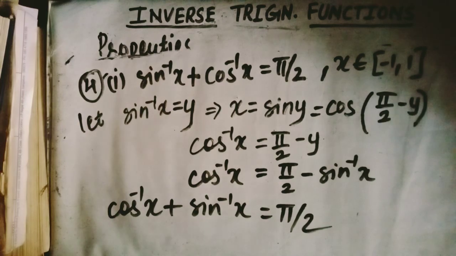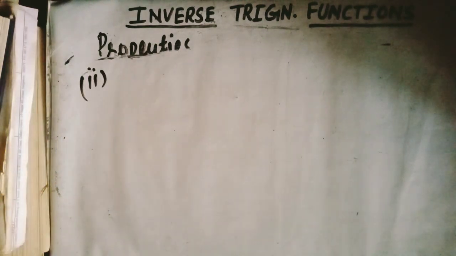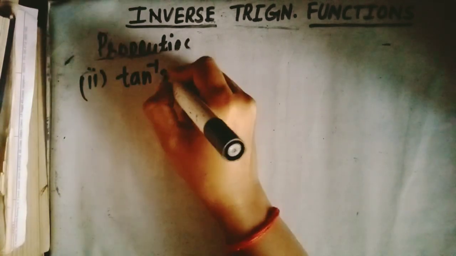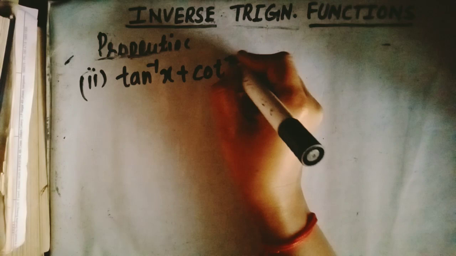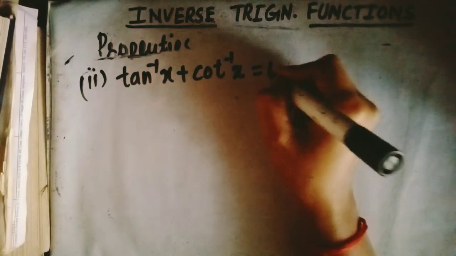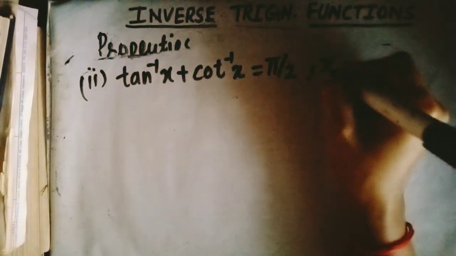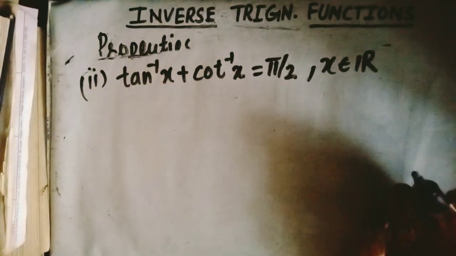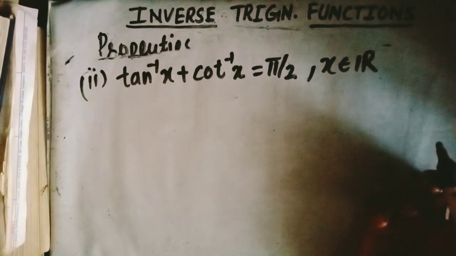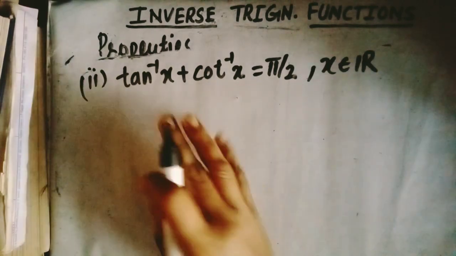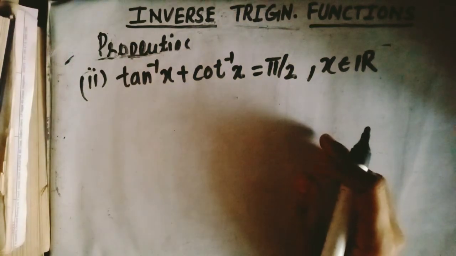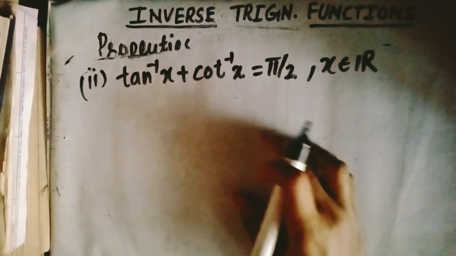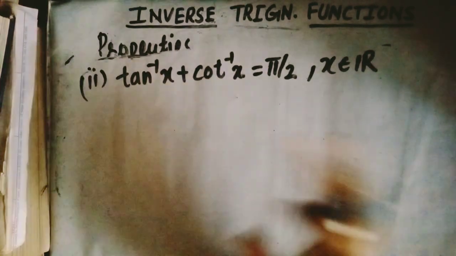Okay, second property: tan inverse of x plus cot inverse of x is equal to pi by 2, where x belongs to R. This also we can prove the same way. Take tan inverse of x as some y, then x is tan y, which you can write as cot of pi by 2 minus y. Same way you have to prove.